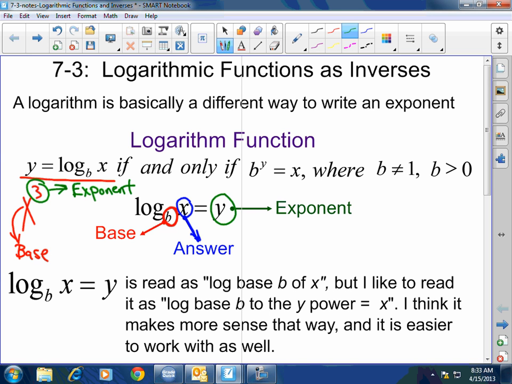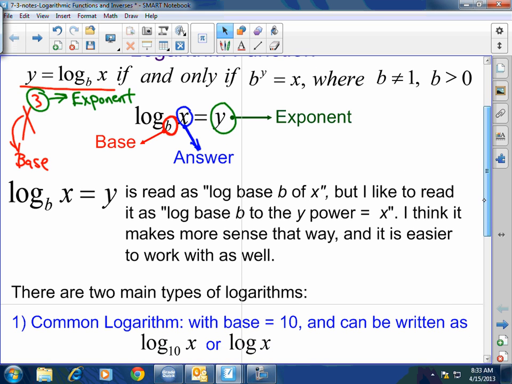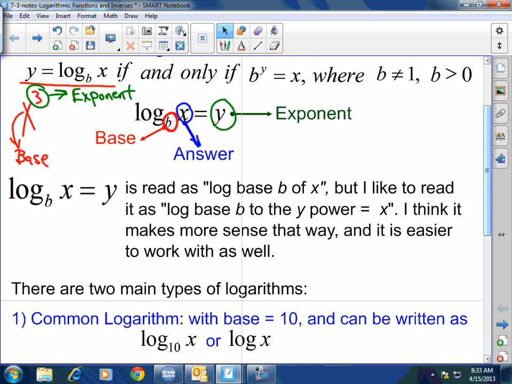I want you to understand this. Now, trust me, we're going to have a bunch of practice on this today. I promise you guys. Let's just first get some more facts, okay? When you have this log base b of x equals y, this is read officially as log base b of x. I understand what it's saying. It's saying the log of base b times this x equals y. Yes, it is. I don't like to teach it that way, though.